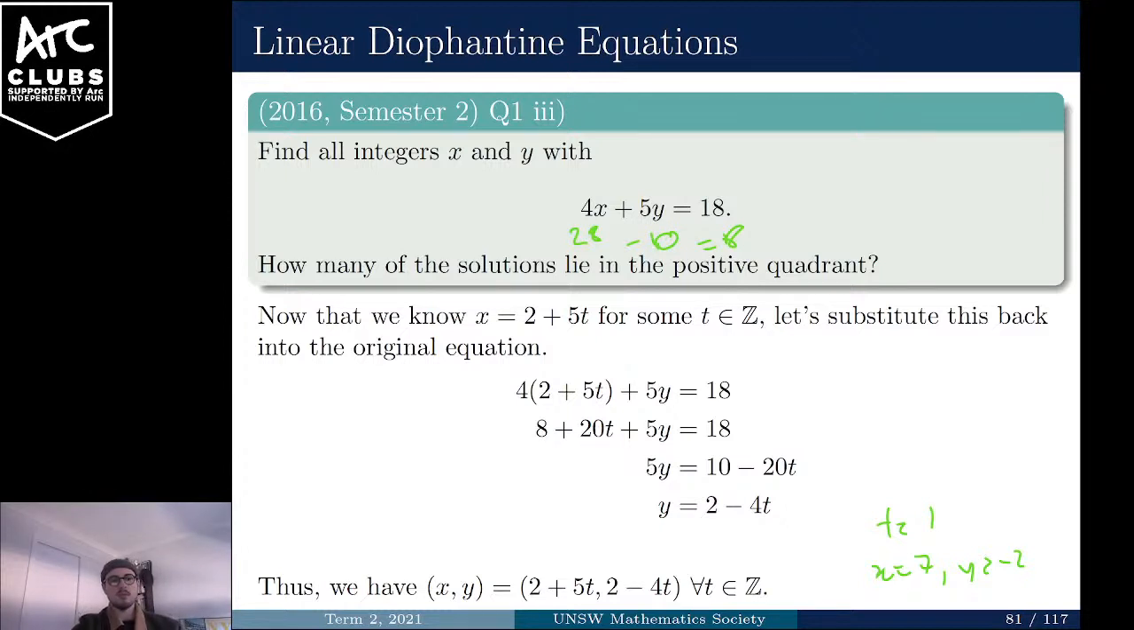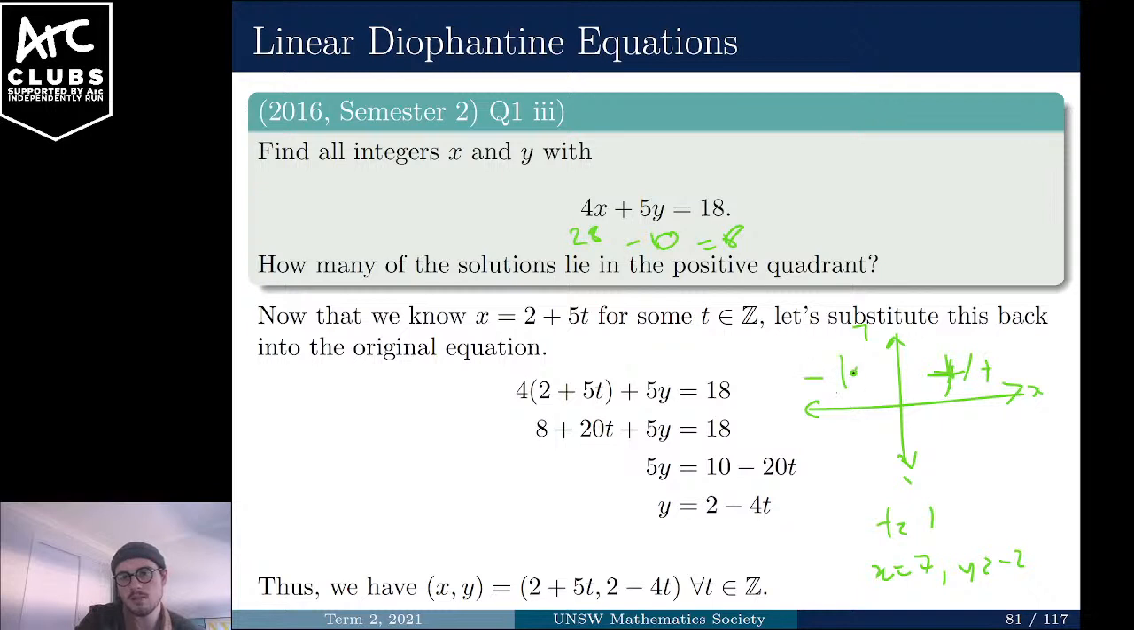Then it says, how many of these solutions lie in the positive quadrant? We're going to figure out not only how many, but which ones they are. If it's in the positive quadrant, if we think about it, this is x and this is y. So x and y are both positive here. Let's write it like this: both positive.